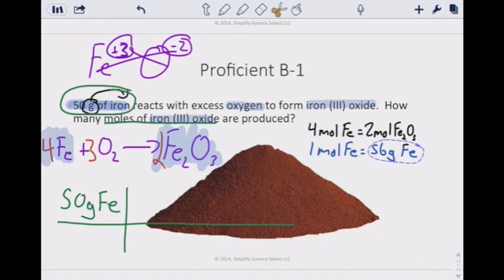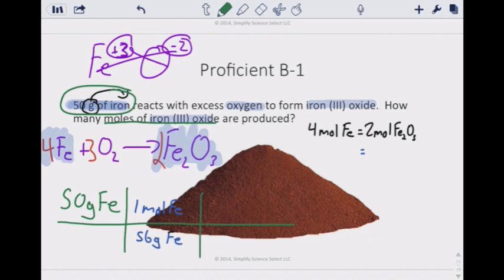That guy right there, so we'll put that on the bottom. The other half of the statement of equality goes where? On the top. And then we keep going. Why? Because we want moles of iron(III) oxide. What we see is that grams and grams cancel.